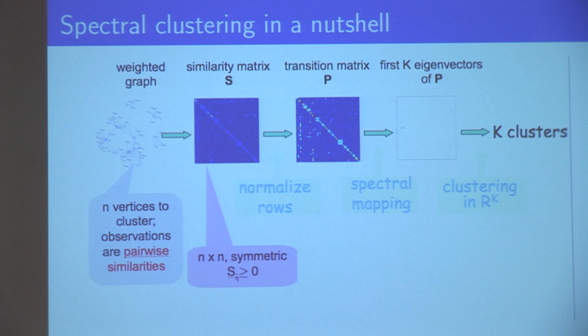And then I do the spectral mapping, which means I compute the first k eigenvectors, discard the first one, which is 1, and keep the others. And it's not very visible, but here I get the points. And then I can cluster them by one of the vector clustering algorithms that you've seen.